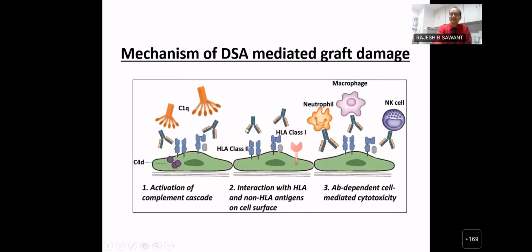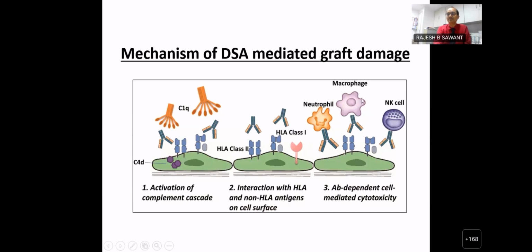So what we need to understand over here is, why are we looking at these donor specific antibodies? We are looking at them because they mediate graft damage. First, there is activation of the complement cascade, which will include C4d and C1q. And when you look at the HLA antibodies, both HLA class 1 and class 2, those antibodies will react, and the non-HLA antigens on the cell surface also will be involved over here.